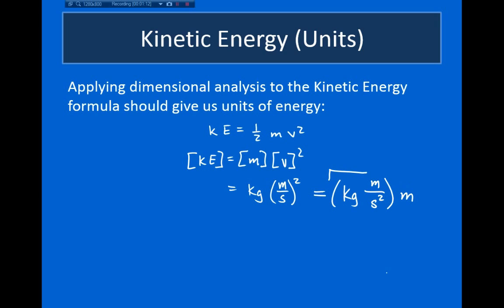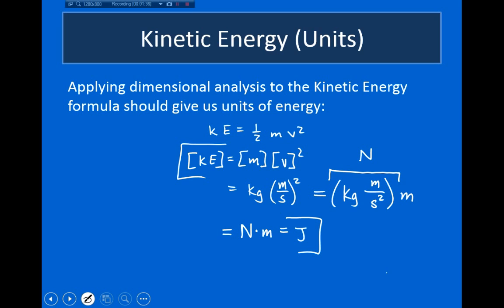But when I do this, the numbers now in this parentheses, we can see this is a kilogram meter per second squared, and that's what we call a Newton. So we see the units of kinetic energy are newtons times meters. And we talked about this before in the previous video. This is the same units as the units for work. So kinetic energy has units of joules, which are the same units as the units for work.